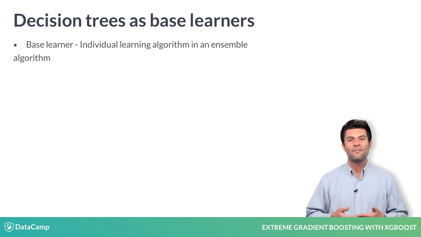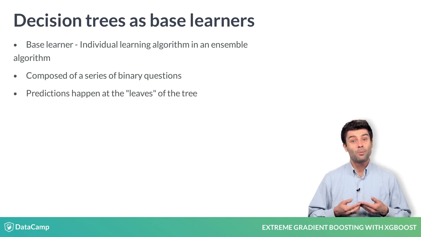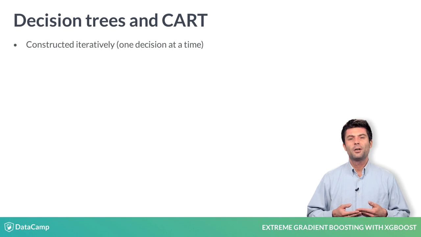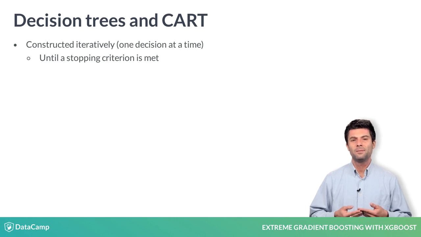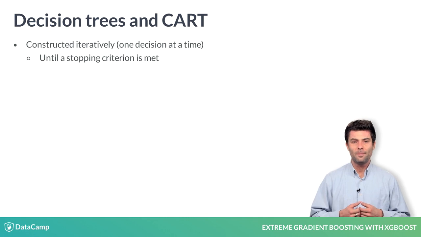involves a tree-like graph to model either a continuous or categorical choice given some data. It's composed of a series of binary decisions, yes-no or true-false questions, that when answered in succession ultimately yield a prediction about the data at hand. These predictions happen at the leaves of the tree. Decision trees are constructed iteratively, that is, one binary decision at a time, until some stopping criterion is met. The depth of the tree reaches some predefined maximum value, for example.